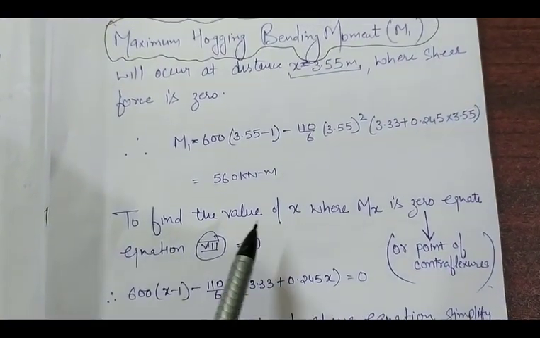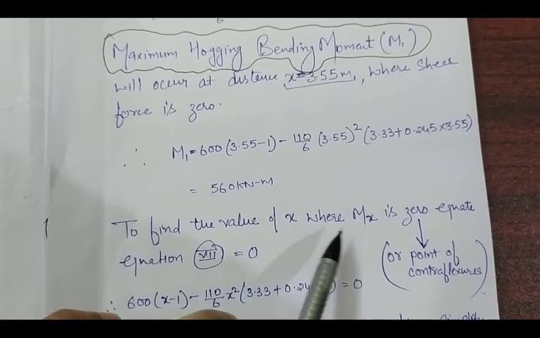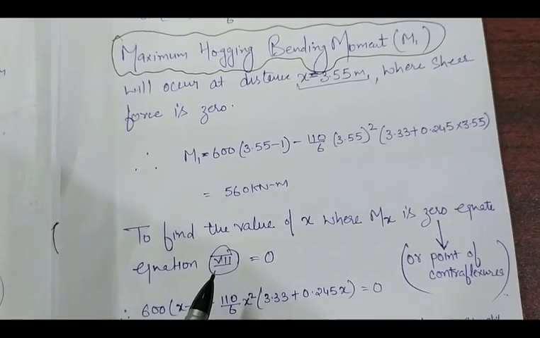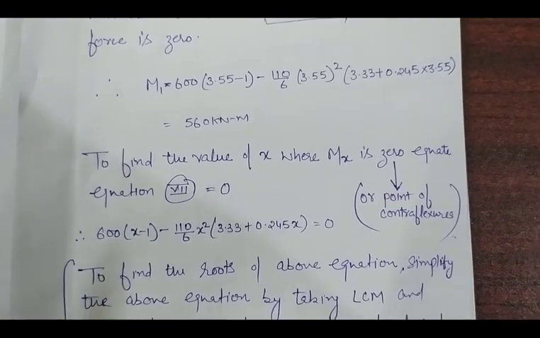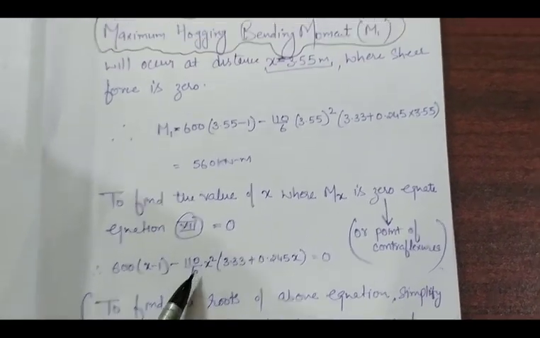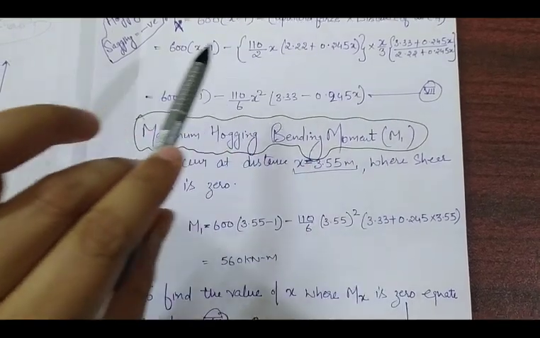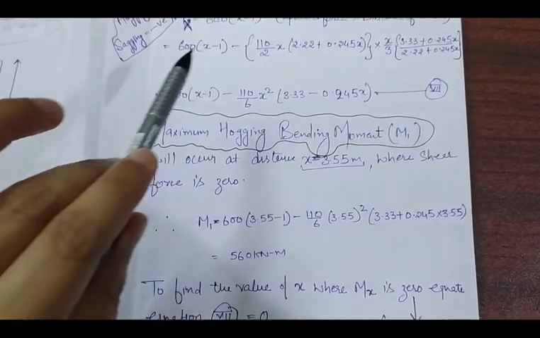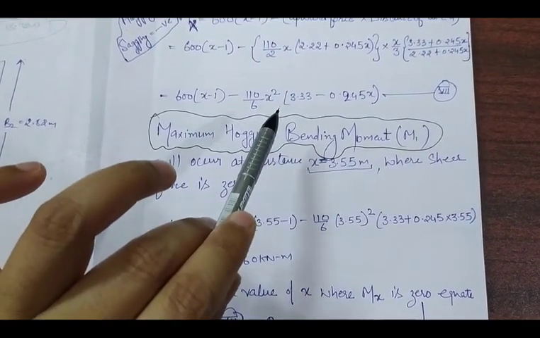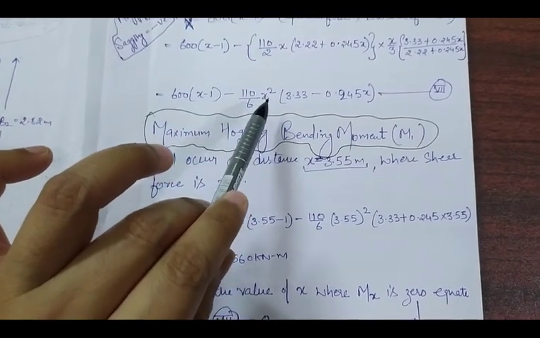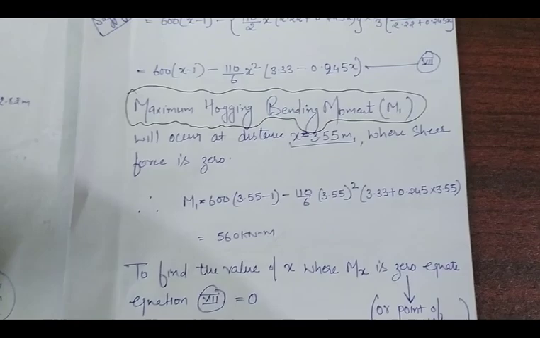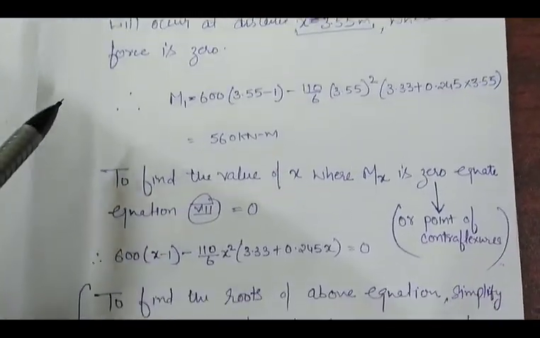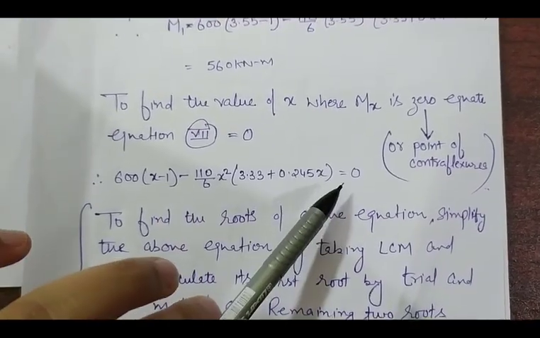Okay, now to find the value of x where Mx is 0, we have to calculate the point of contraflexure. To calculate the points of contraflexure, we just equate this equation of bending moment at any section x to 0, and we will calculate the value of x where the bending moment will be 0. That will be your point of contraflexure, right? We are equating this equation to 0.